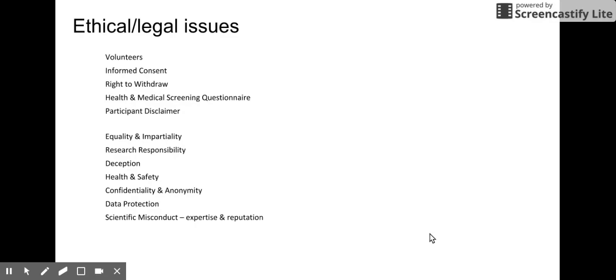Risk benefit. This is ensuring that the benefits outweigh the risk in research and experiment, and no harm is brought to anyone.